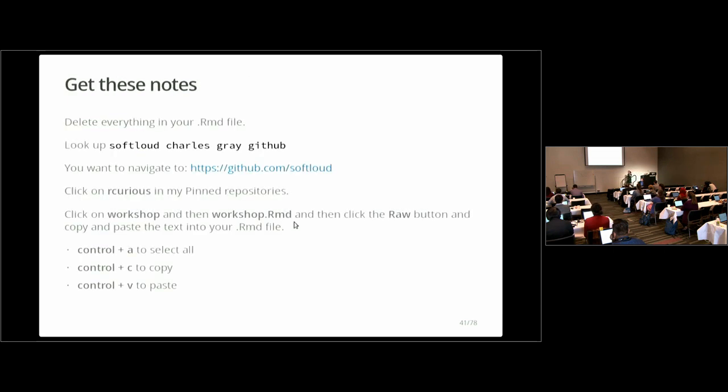So now that we've knitted them, we can actually get the notes for this workshop and start. And those of you who are like, I know all this stuff already, Charles, you can move on to extension exercises. So let's get the notes for this workshop and knit them. Let's delete everything. You can get the tutorial back by opening up a new Markdown document anytime you like. And we're going to go to my GitHub account. If you just do an internet browser search for Soft Loud, which is my GitHub account.